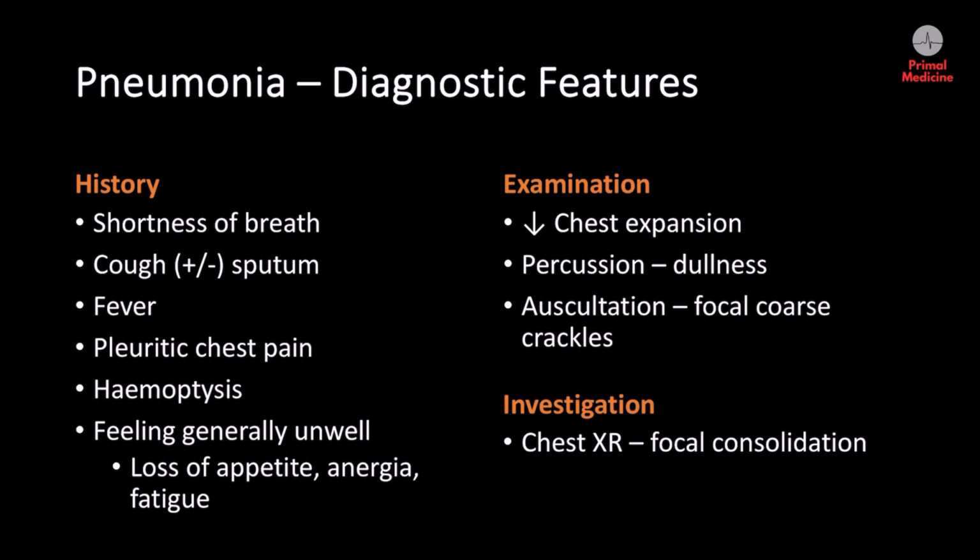Now, the patient may present with a number of symptoms, and this can include shortness of breath. The patient may say they've had a productive cough, fever, pain on inspiration of the chest, and this is known as pleuritic chest pain. The patient may have recently started coughing up blood, which is known as hemoptysis, and the patient may just feel generally unwell, which can include having a loss of energy, lack of appetite, and feeling fatigued.